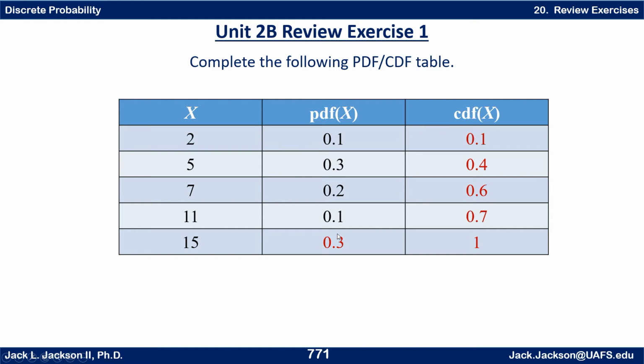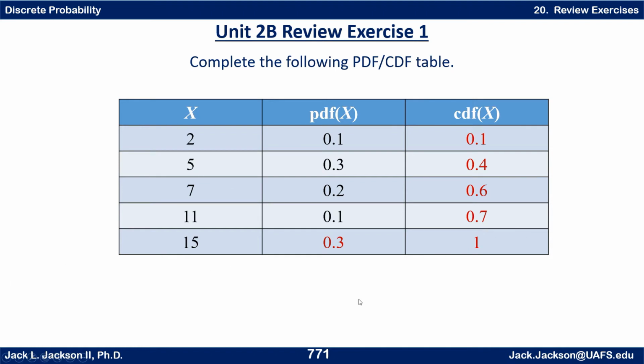So once again, let's remember what these things mean. For example, this 0.2 right here is the probability that x equals 7. Remember, a PDF is the probability that x equals that number. Whereas the 0.7 over here is the probability that x is less than or equal to the 11 over here. So CDF is a probability from forever left up to that point.